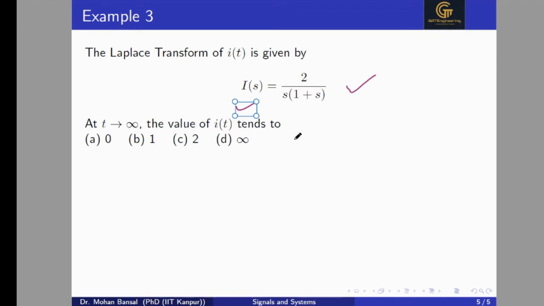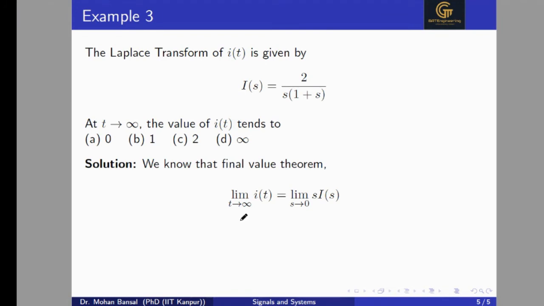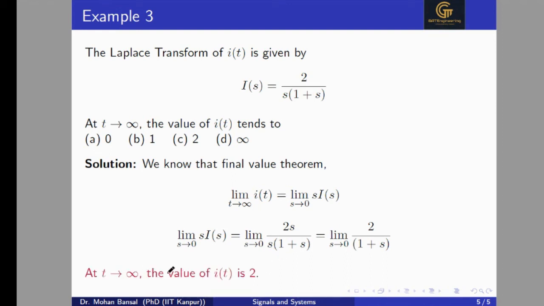We can solve this problem in a very easy way by using the final value theorem. We know the final value theorem is the limit as t tends to infinity of i(t), which is equal to the limit as s tends to 0 of s I(s). So we substitute I(s) here and we get the limit as s tends to 0 of s into 2 divided by s(1 plus s), and this s will cancel out, and finally we get 2. So the answer is i(t) equal to 2 as t tends to infinity. This is the correct answer, which is option C for this problem.